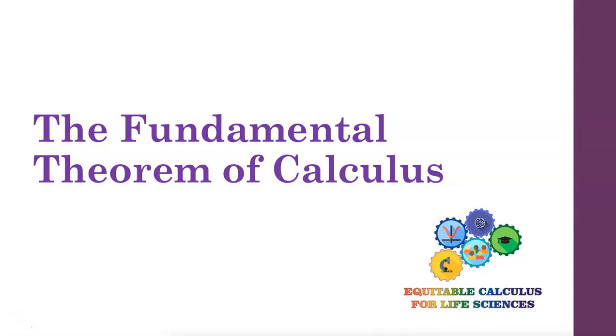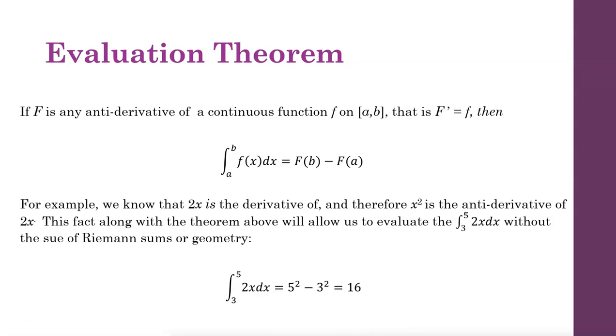In this section, we will learn about the fundamental theorem of calculus, which gives us a relationship between derivatives and integrals. So we'll start with what we call the evaluation theorem. And the evaluation theorem says if F is any antiderivative of a continuous function f, and we usually use a capital F for antiderivative and lowercase f for our function, on some interval [a, b], right? So to be an antiderivative means if I take a derivative of F, F prime, I would get f.